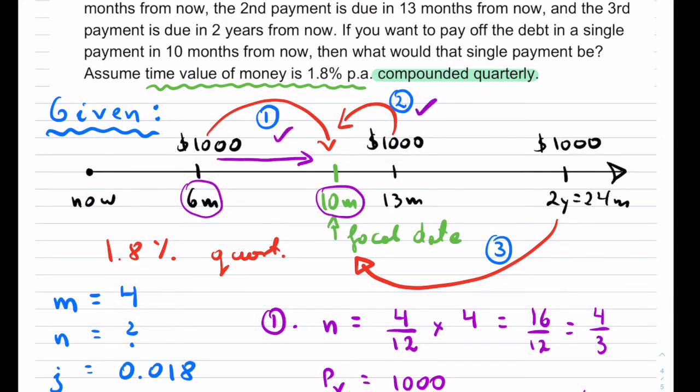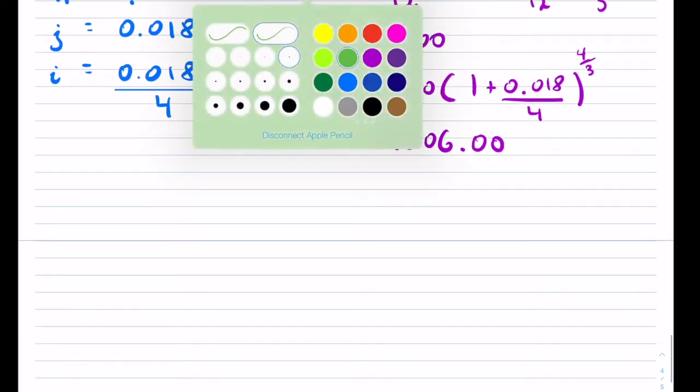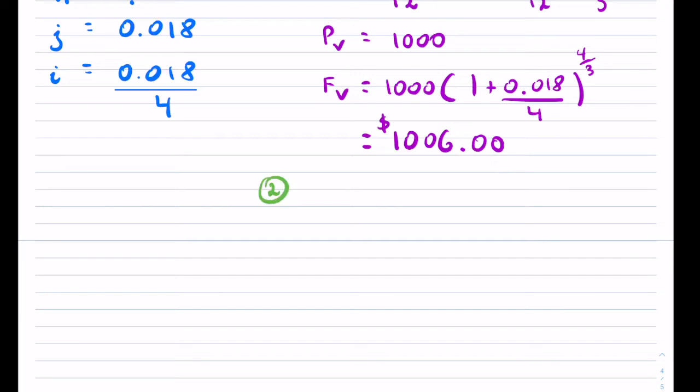So now if you're moving number two, notice it's going from 13 months to 10 months. So for number two, n equals, from 13 to 10, that's 3 months. So 3 divided by 12 times m. Okay, so that's what this equals. So now, if you do that, that's going to be just 1, right? 3 times 4 is 12. 12 divided by 12 is 1.